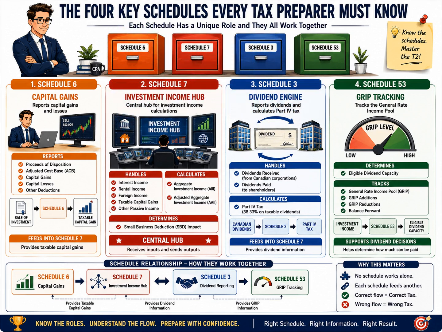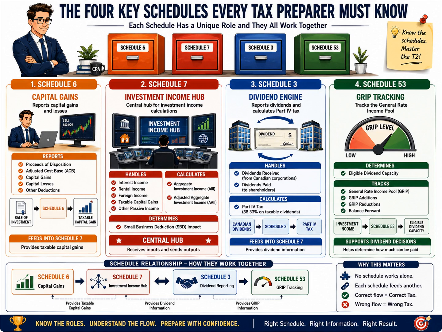It also performs critical calculations such as aggregate investment income, often called AII, and adjusted aggregate investment income, or AAII. These calculations are extremely important because they can affect a corporation's eligibility for the small business deduction. If you remember only one thing from this slide, remember this: Schedule 7 is the control center of investment income reporting. Now let's move to Schedule 3.